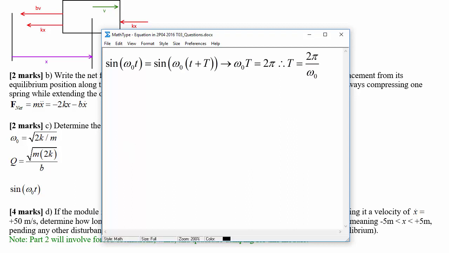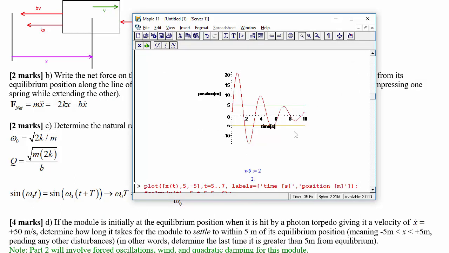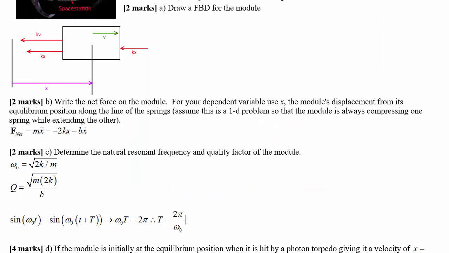So if you take 2 pi and you divide it by 2, then we should have a period of exactly pi, which is what we saw from the plot, right? It's a little bit more than 3 is what we saw for the period of this.